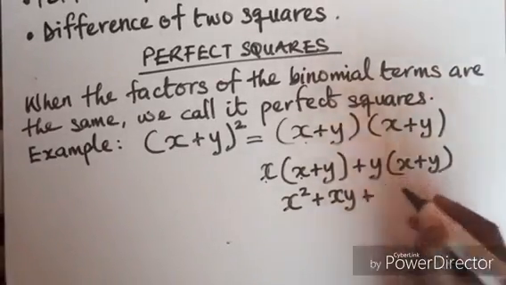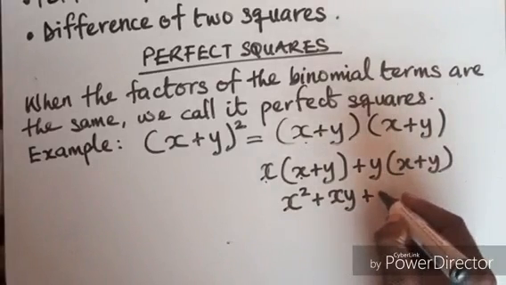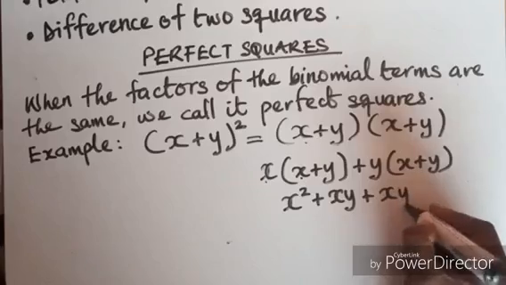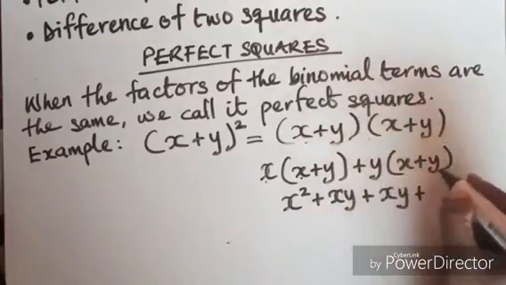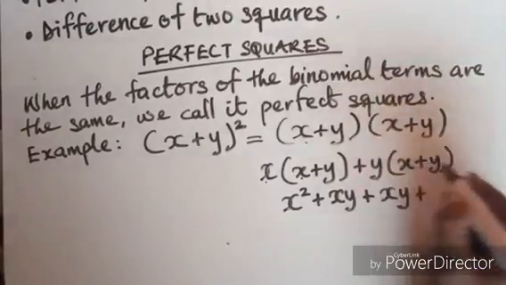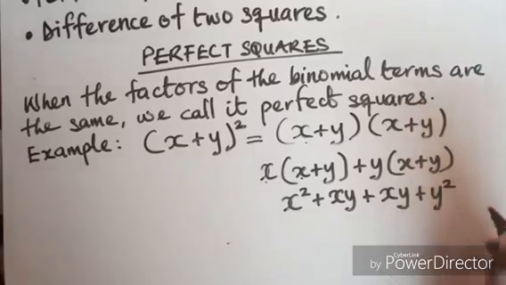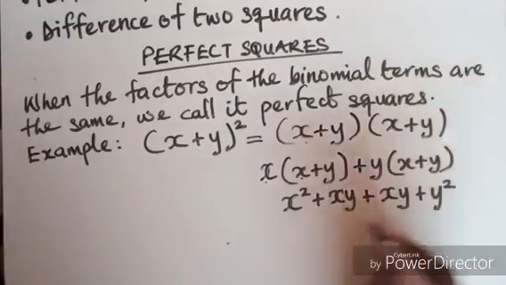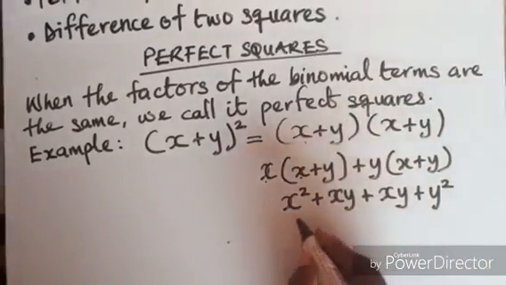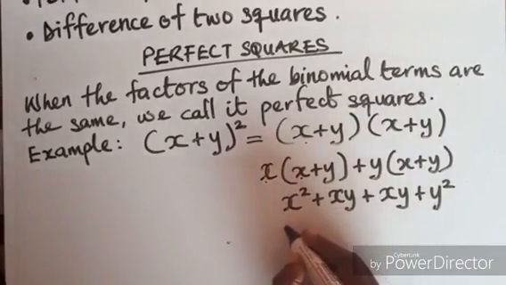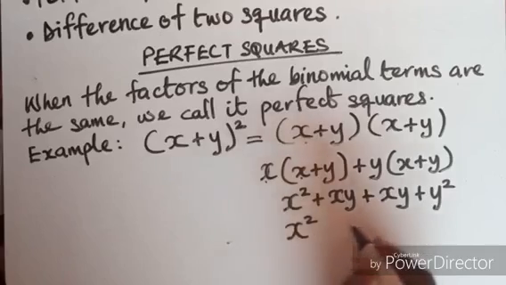X comes before y in alphabetical order, so we'll bring x first before y. Then y and y, they are the same, so we will add the exponents. That is going to give me y to the power 2. In that regard, what we have is x squared, then I have xy, they are the same.